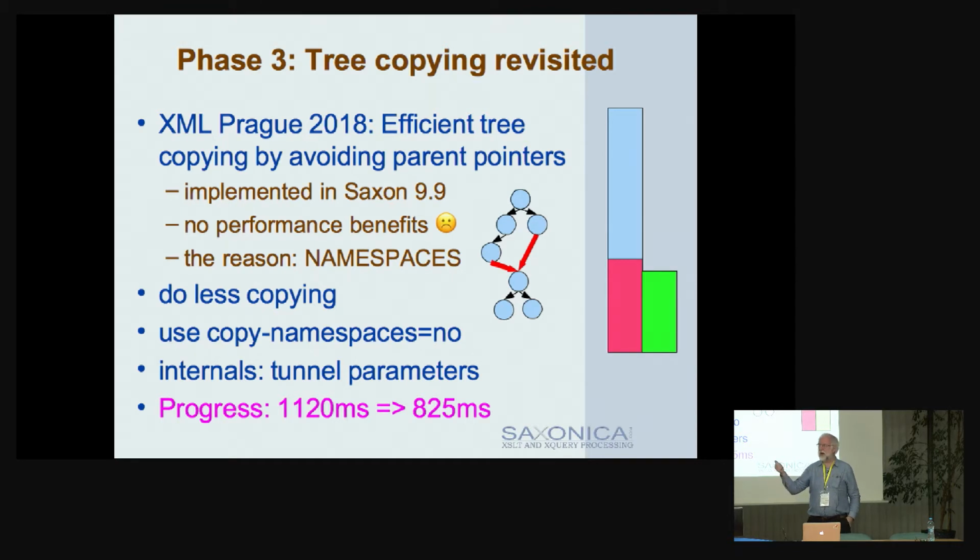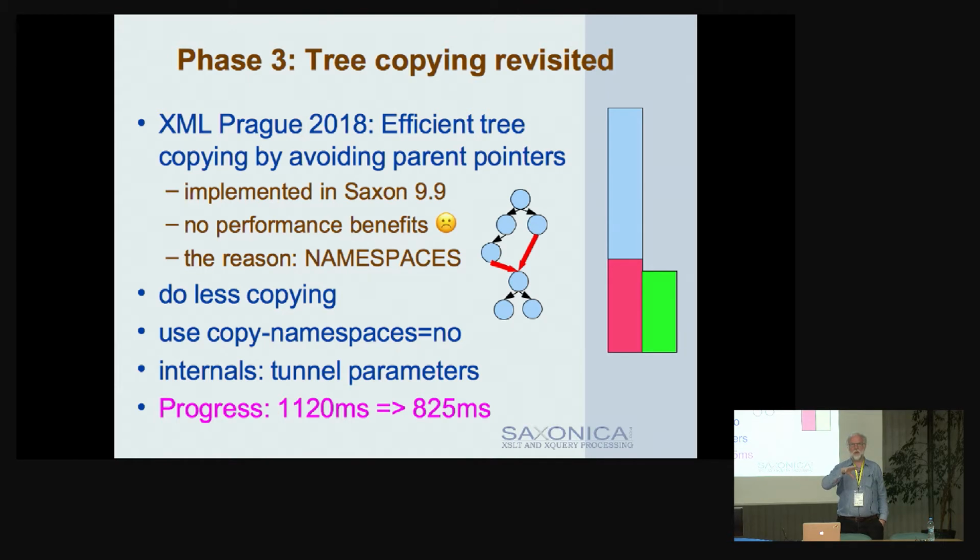Now, the technique I described at the conference last year was implemented in Saxon 9.9, and it should have helped. Firstly, I found it wasn't working as often as it should, so I tweaked it so that it actually was used more often. But then I measured that there were no performance benefits from it at all. Now, in the lab, it had given enormous performance benefits, so that was a great disappointment.